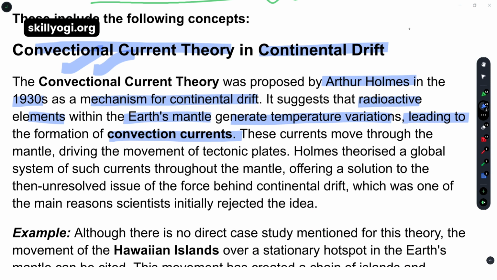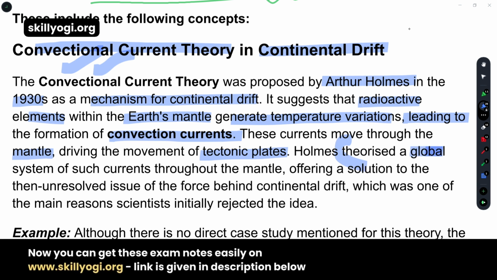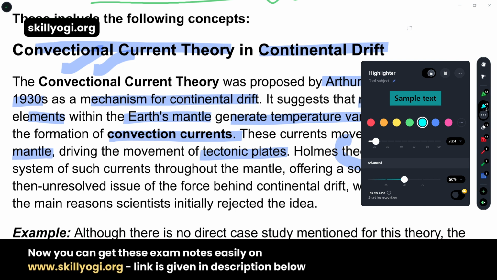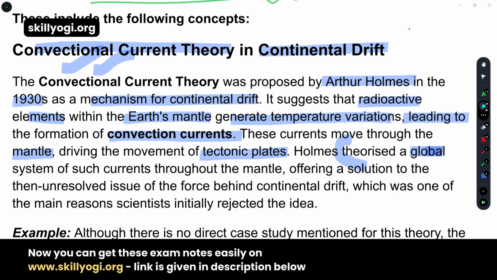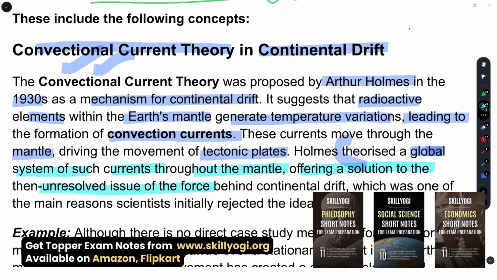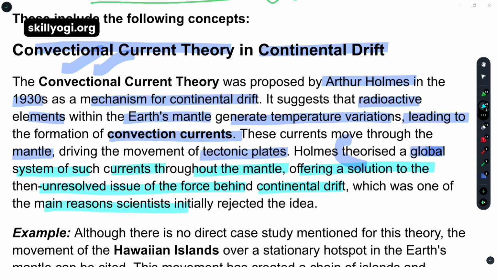So these currents move through the mantle. We have three inner layers in the earth: crust, mantle and core, and this is the intermediary layer, driving the movement of tectonic plates. So Holmes theorized a global system, that line is very important. If I use another ink, it will be more visible. Holmes theorized a global system of currents throughout the mantle, offering a solution to the unresolved issue of the force behind continental drift, which was one of the main reasons the scientists initially rejected this idea.